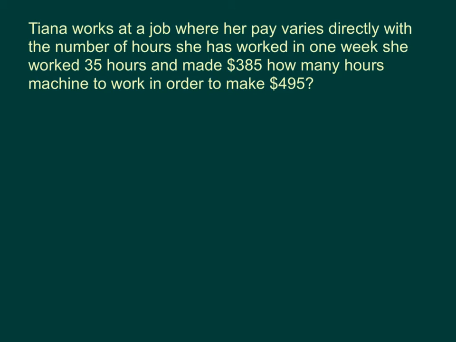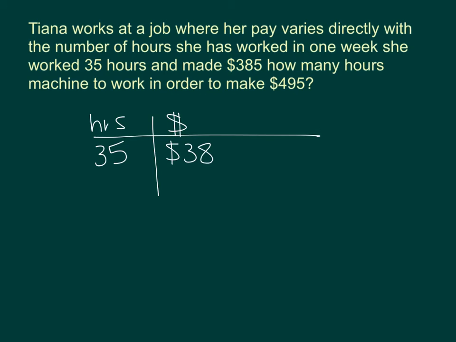Tiana works at a job where her pay varies directly with the number of hours she worked in 1 week. So they're proportional. Her hours and her pay are proportional. So I'm going to write that down. Okay, so this is her hours, and this is her pay. So she worked in 1 week, she worked 35 hours and she made $385.